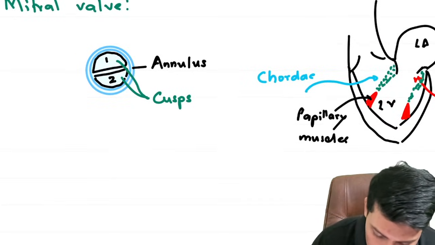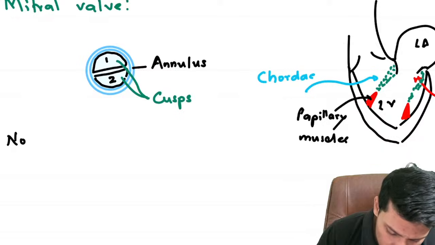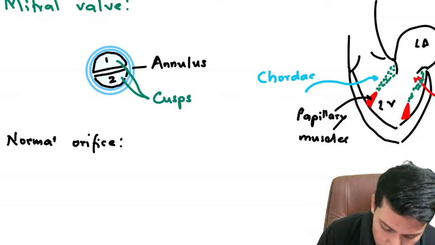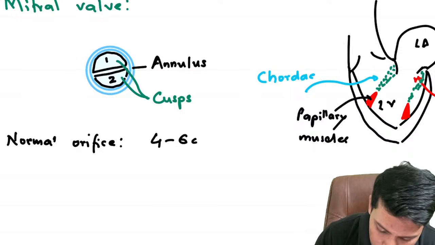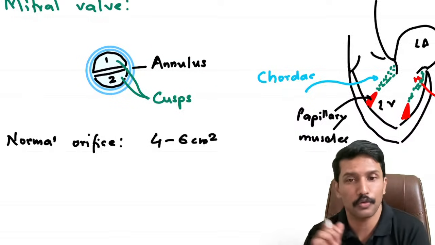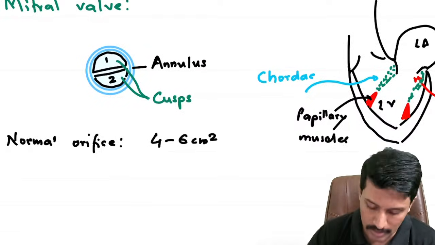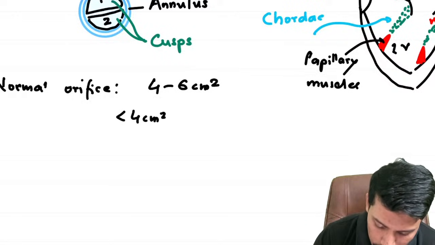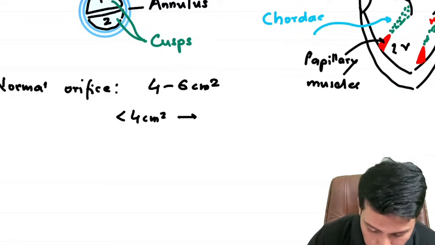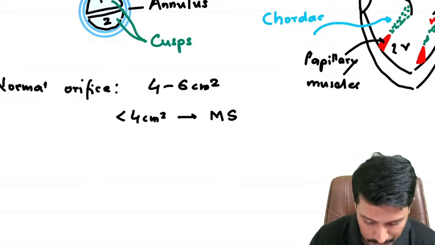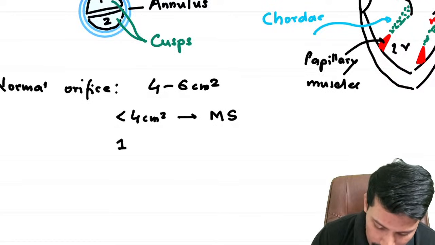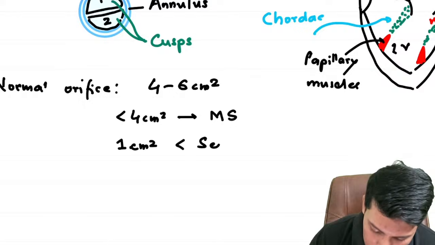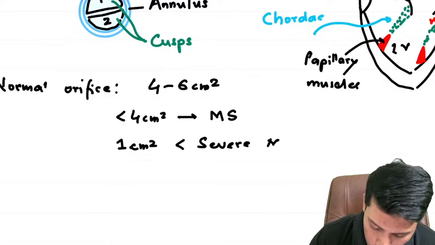Now this mitral valve, its normal open orifice, when it opens, is 4 to 6 centimeters square. The aortic valve was 3 to 4 centimeters square. This is 4 to 6 centimeters square. And when it is less than 4 centimeters square, we will call it mitral stenosis. And when it is less than 1 centimeter square, traditionally it is called severe mitral stenosis.